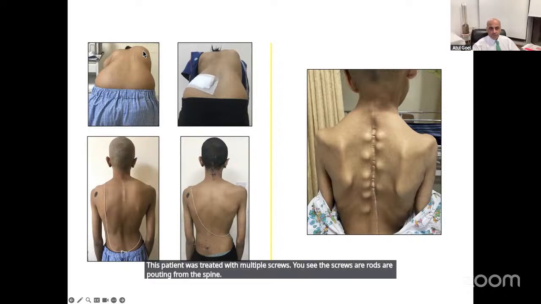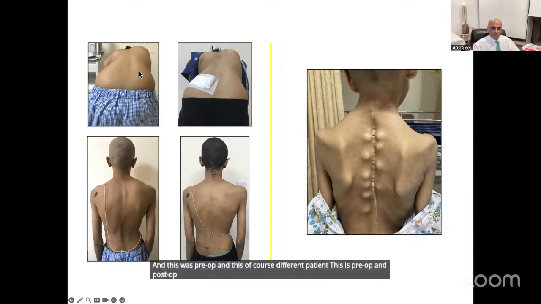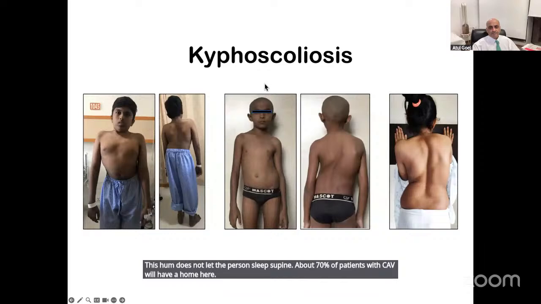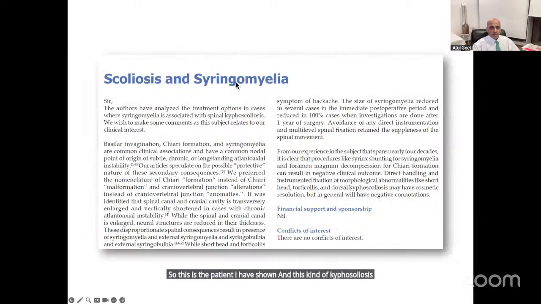And this was pre-op, and this, of course, different patient. This is pre-op and post-op. And I have got several patients in my series where this kind of hump has gone after surgery. This hump does not let the person sleep supine. About 70% of patients with Chiari will have a hump here. So this is the patient I have shown, and this kind of kyphoscoliosis is very frequent.